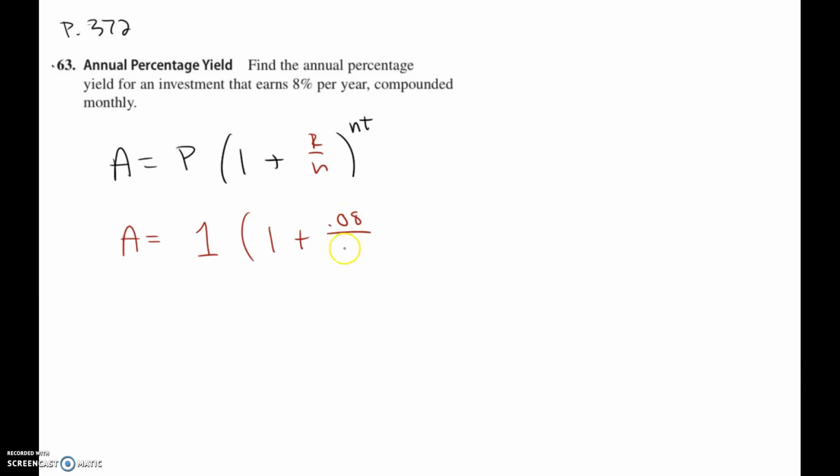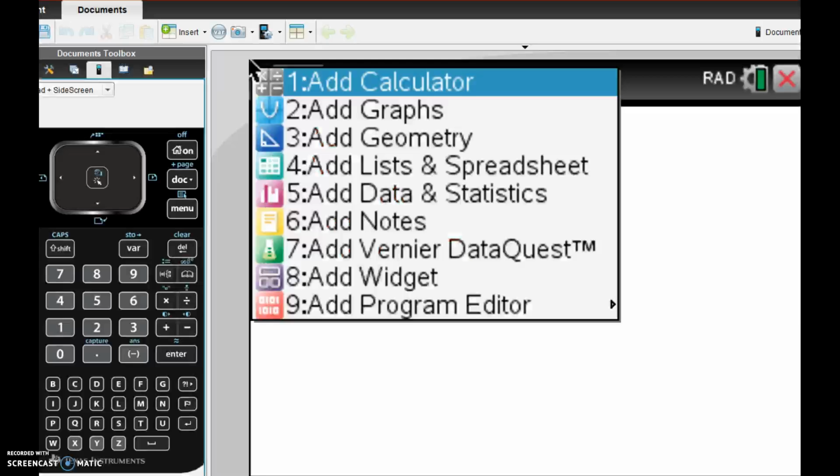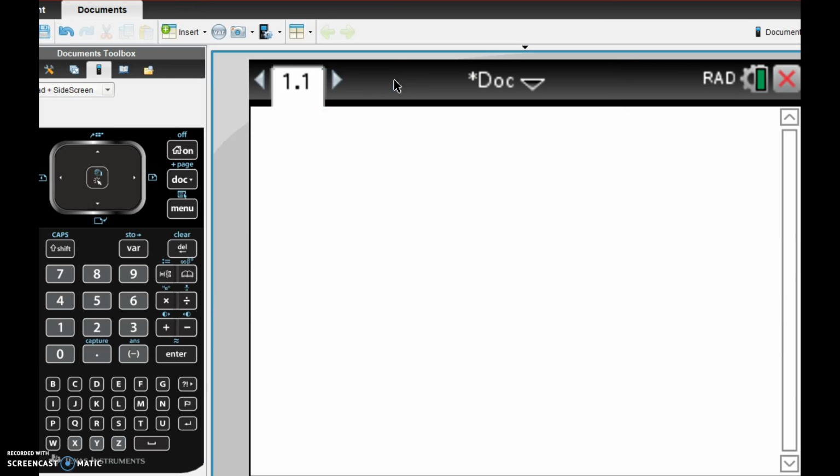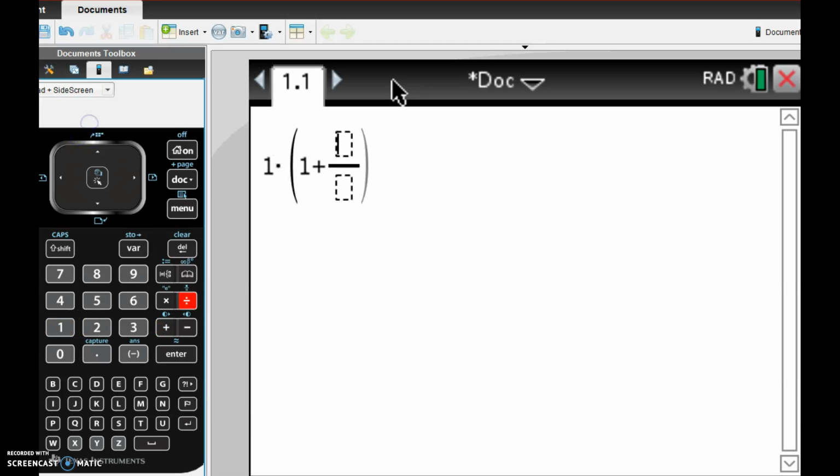0.08 over 12, compounded 12 times per year. We're just going to put this in for 1 year, 12 times 1. So we're going to put in $1 for 1 year and see how much we have at the end of it. So let's plug that into our calculator. 1 times 1 plus 0.08 over 12 to the 12th power.